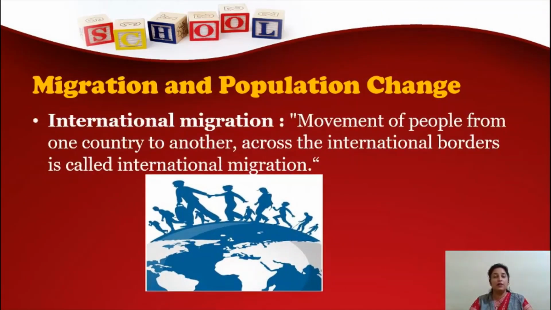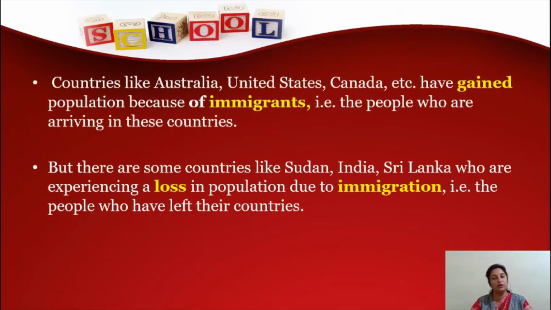Now let us see the effect of migration on population change. How does it affect the change in population? Now migration can be broadly divided into two: international migration and internal migration. Now what is international migration? Movement of people from one country to another across the international borders is known as international migration. Now let us see with the help of an example.